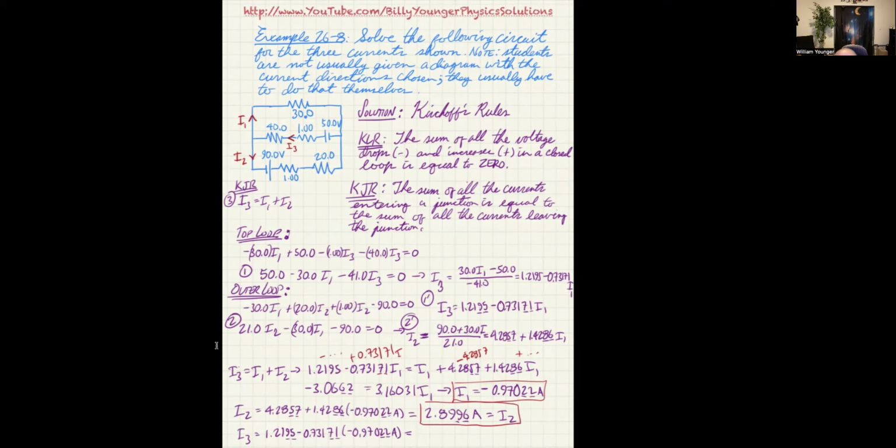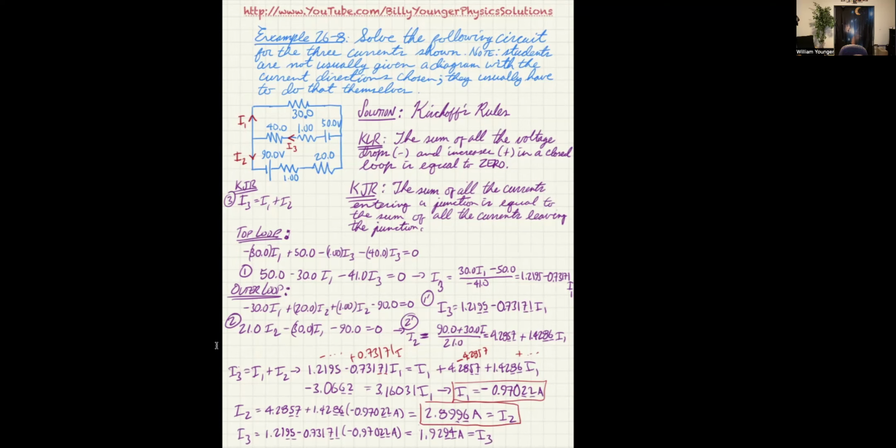0.73171. Notice that's a minus times a negative, so that's going to give us a positive. So times 0.97022. That is 0.7099, which will be added to 1.2195, and that gives me 1.9294 amps is equal to I3.